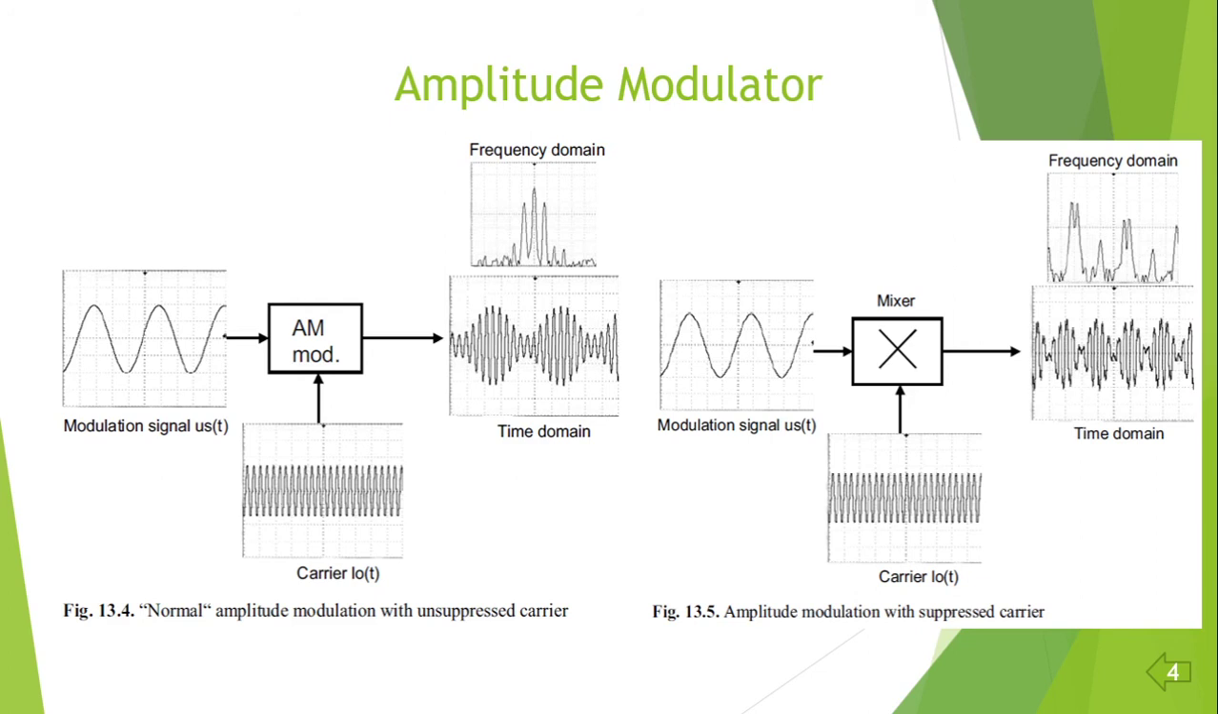Look at figure number 5. That also shows a typical amplitude modulated signal in the time domain with the suppressed carrier. The bandwidth is the same as with the normal amplitude modulation, that is with unsuppressed carrier.